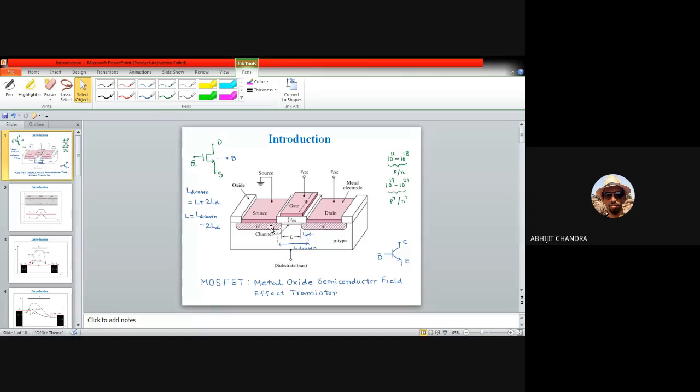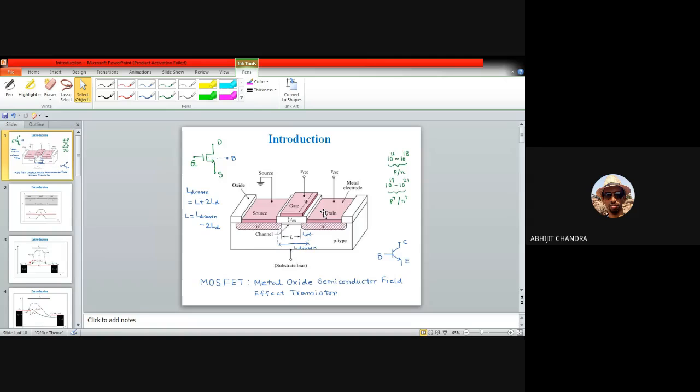Initially, we have two different N plus regions. There are plenty of electrons, as you can understand, because they are N plus, but they are not connected together. Since they are not connected together, electrons cannot flow from one region to another.